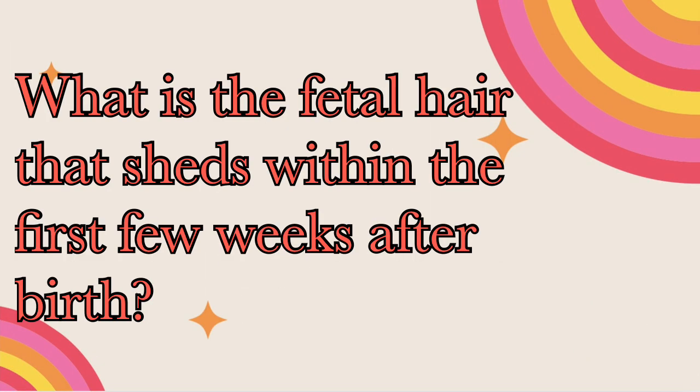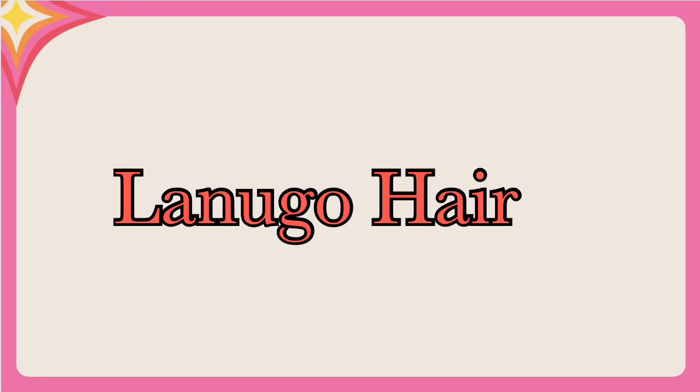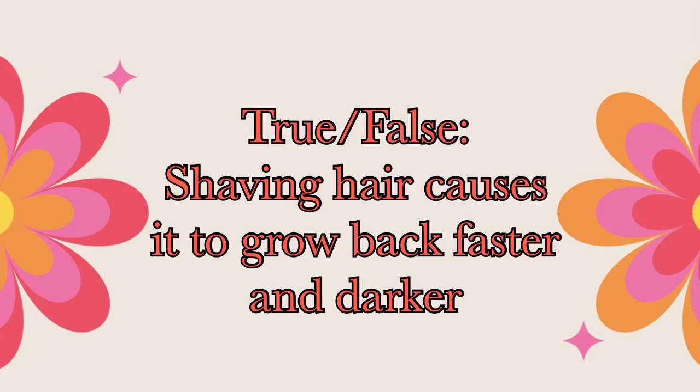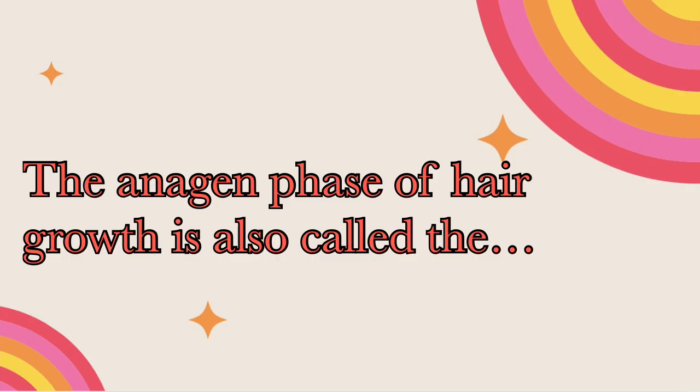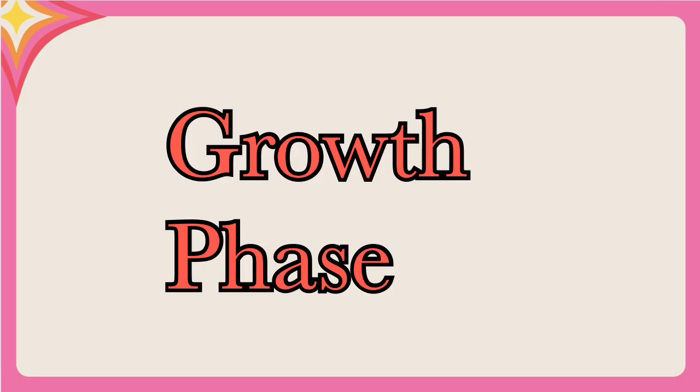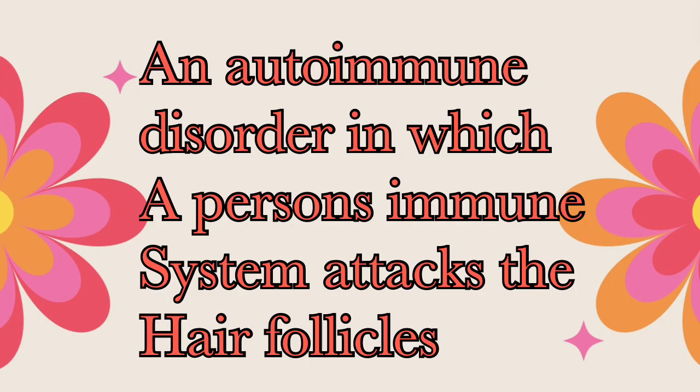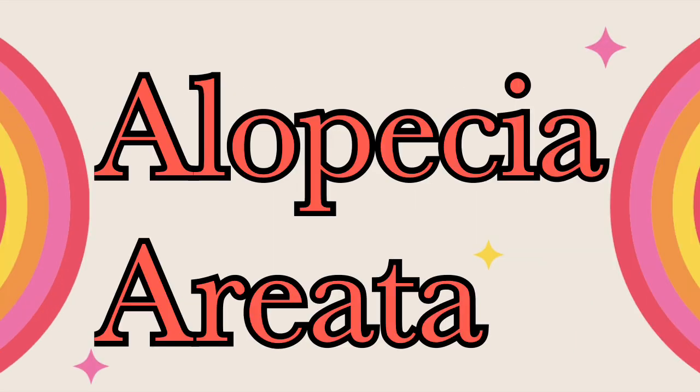What is the fetal hair that sheds within the first few weeks after birth? Lanugo hair. True or false? Shaving hair causes it to grow back faster and darker. False. The anagen phase of hair growth is also called the growth phase. An autoimmune disorder in which a person's immune system attacks the hair follicles. Alopecia areata.